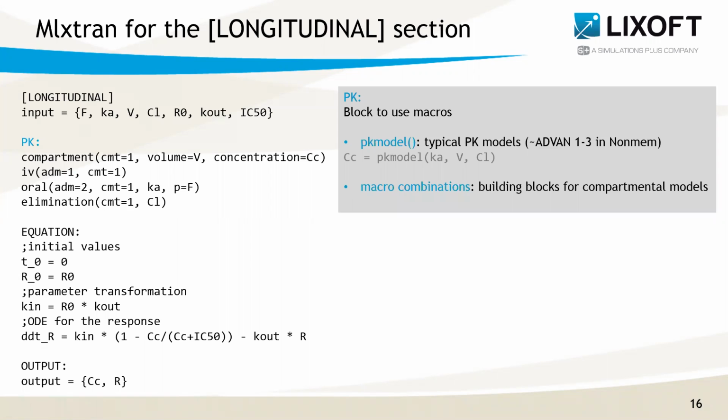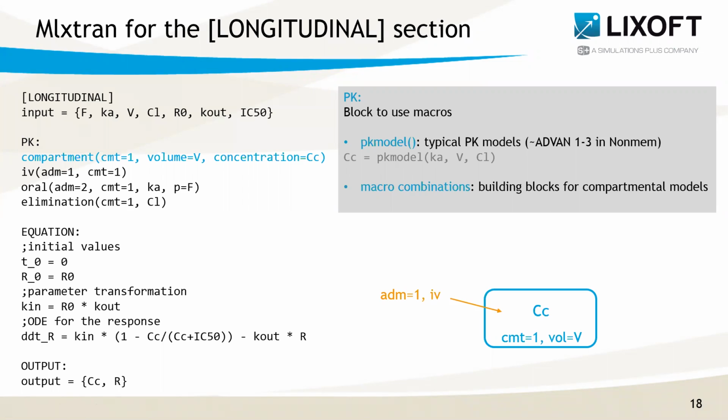So instead, I'm going to use a combination of elementary macros that work like building blocks to build compartment models. So that's a piece of code I have here, and let's go line by line. The first line is to define the central compartment. So I write compartment. I give this compartment a number 1. The volume, I will call it V, and the concentration, I call it CC.